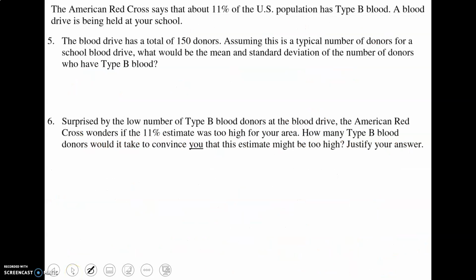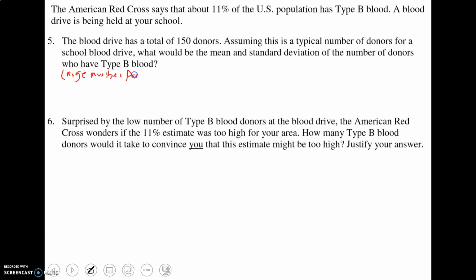Next. The blood drive has a total of 150 donors. Assuming this is a typical number of donors for a school blood drive, what would be the mean and standard deviation of the number of donors who have type B blood? Okay, so to use that formula, np and npq, you have to satisfy some conditions, right? So we need to check the large sample, large number condition.